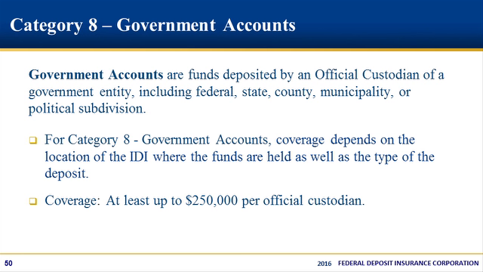Coverage for this ownership category depends on the type of deposit and the location of the bank. For Category 8 government accounts, deposit insurance coverage is at least up to $250,000 per official custodian.